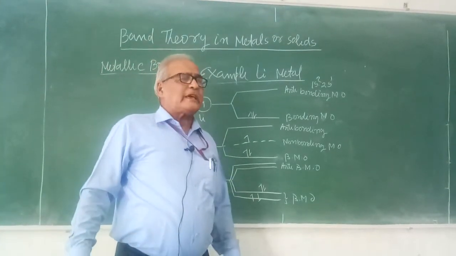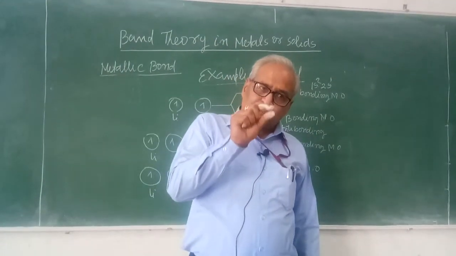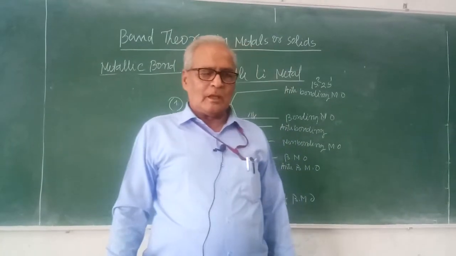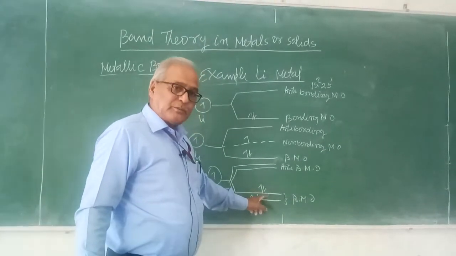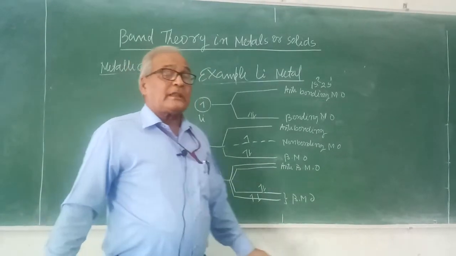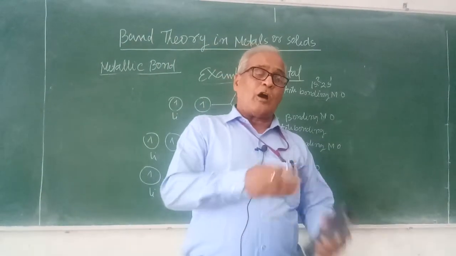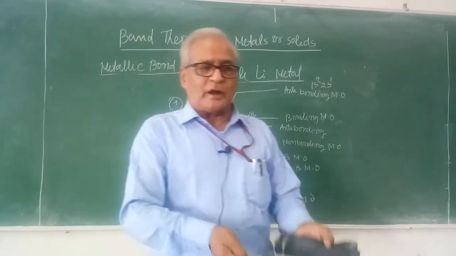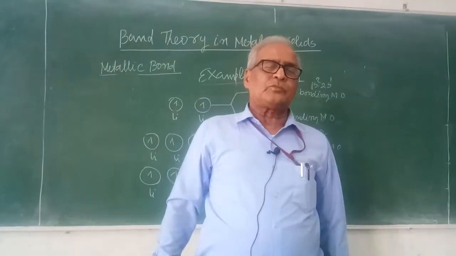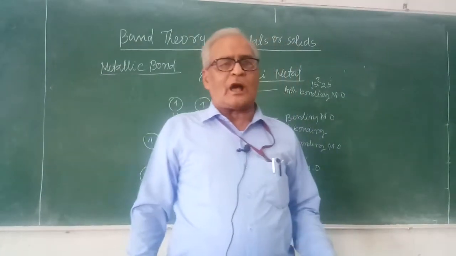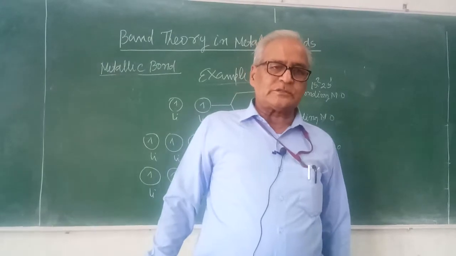Now, when there is a huge number of molecular orbitals, certainly the spacing will be very small. This is the spacing, the difference of energy between these. If there is a huge number of molecular orbitals, of the order of 10 power 23, whether bonding or anti-bonding, they are closely spaced, and when all molecular orbitals are closely spaced, that looks like a band.